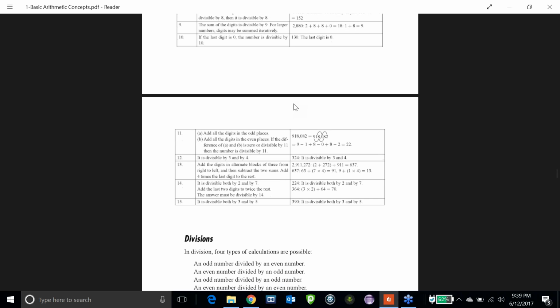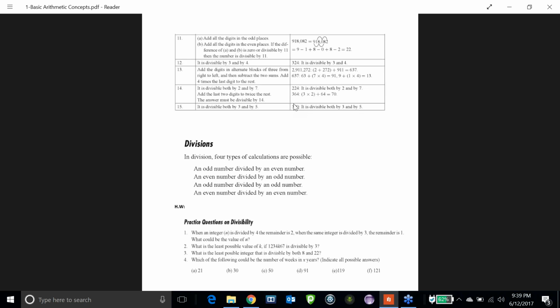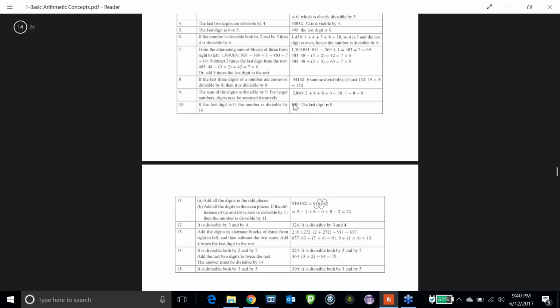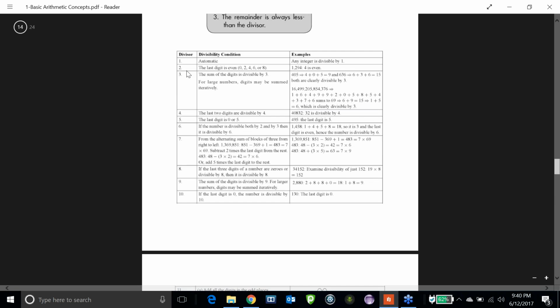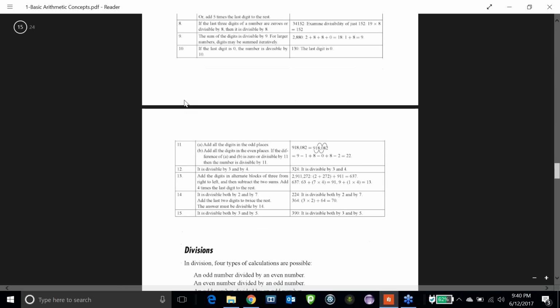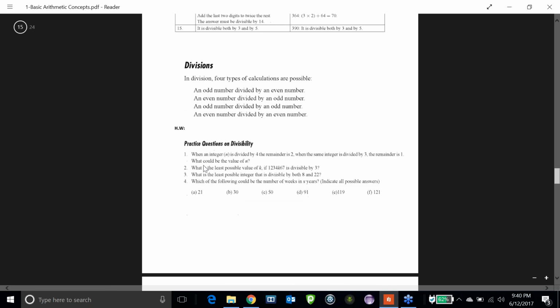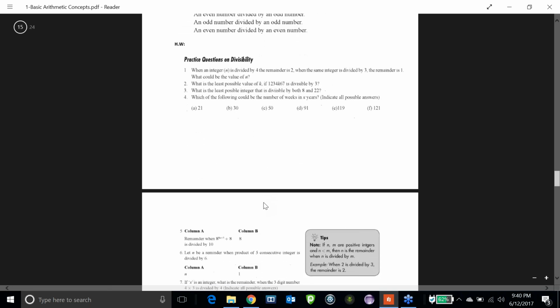I'm skipping the division part a bit, because I think you all know how to divide a number. The only thing is to practice how to find whether a number is divisible by 1, by 2, and by 3, and try to do these problems on your own. It helps you a lot.